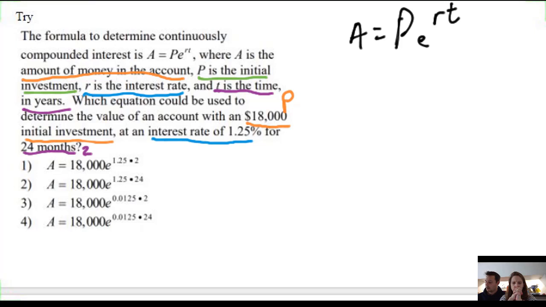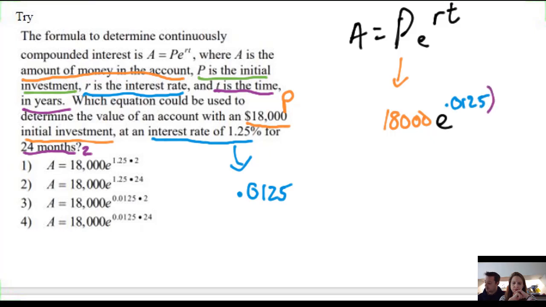So we know that we're using the formula A equals P e to the rT. P is 18,000. e is just e. Now the r we need to change to a decimal, so we move the decimal over 2 places to the left, so it's 0.0125. And then the t is 2. Is there an answer choice like that?